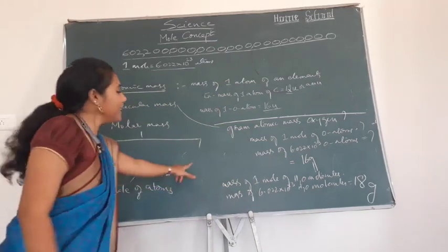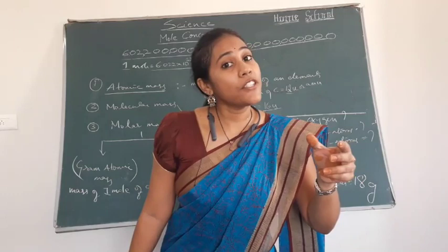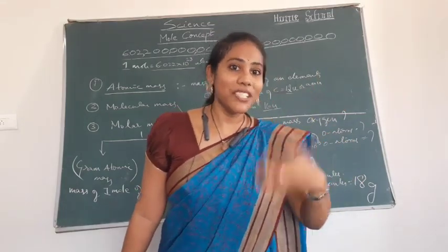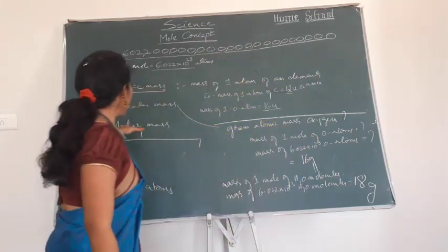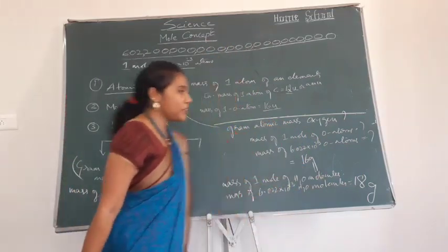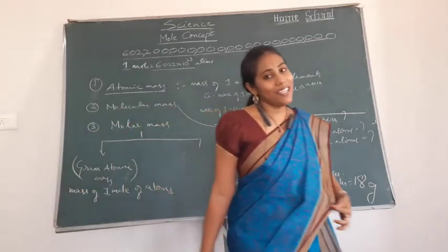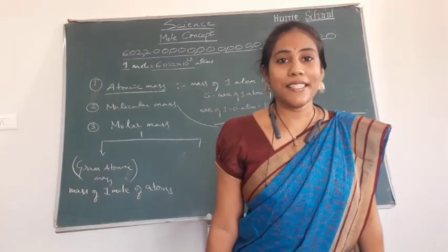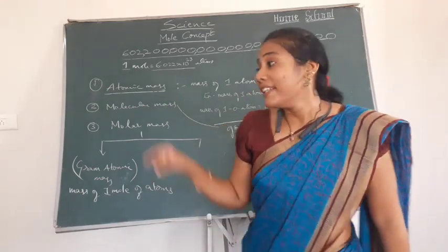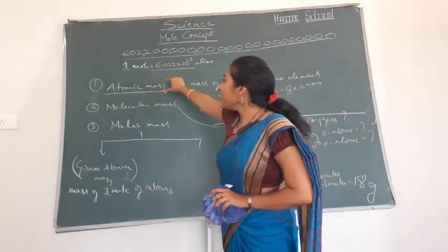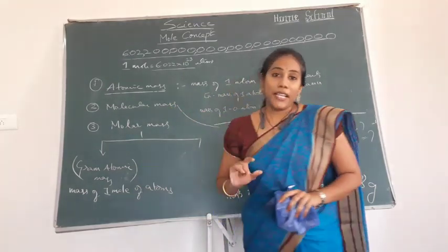And what do you mean by gram molecular mass of water? It is the mass of 6.022 x 10^23 molecules. The digit is the same, but the unit is different. For molar masses we use gram as the unit, and for normal atomic mass and molecular mass we use U as the unit. The digit remains the same. This is the difference you must know between atomic mass and gram atomic mass, molecular mass and gram molecular mass.